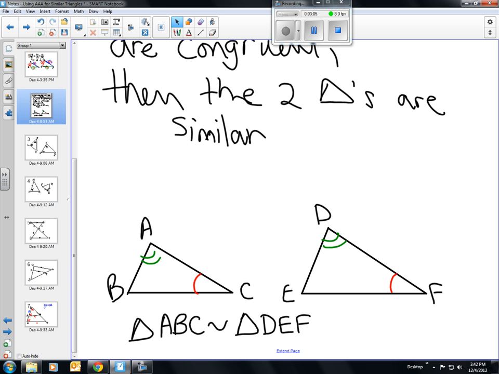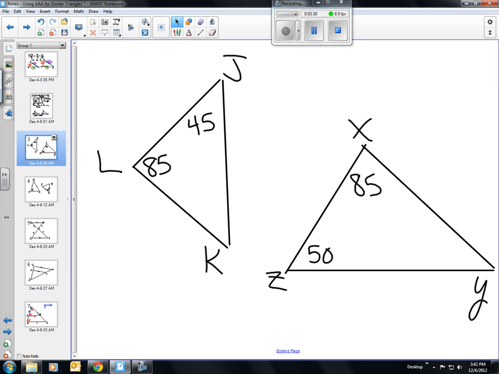The green pair would be one pair of congruent angles, and the red pair would be another pair of congruent angles. What follows from that is that angle E and angle B end up being congruent. We know that by the triangle sum theorem, which says that all the angles inside of a triangle add up to 180 degrees. Now let's look at an example.